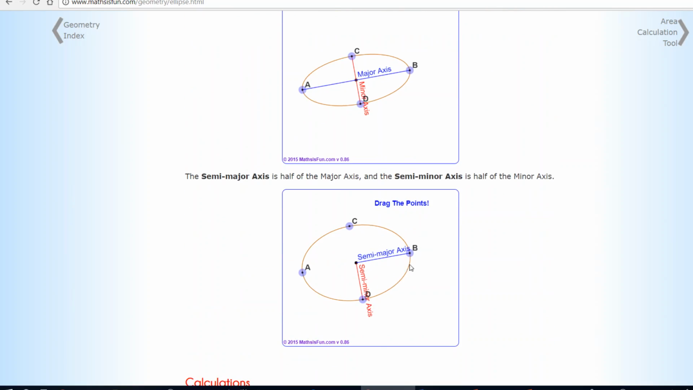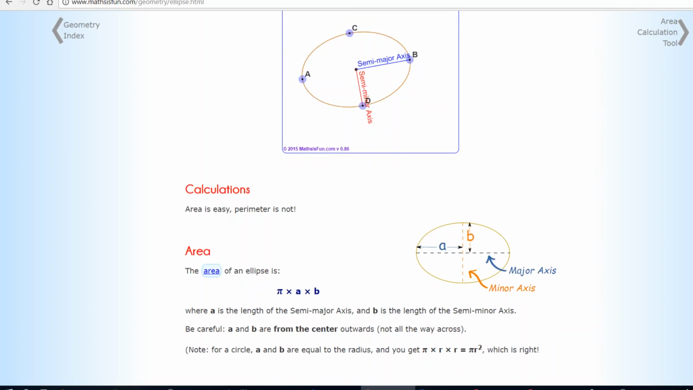Another thing to know is we have a semi-major and a semi-minor axis. These are just half of the major and half of the minor. And that again changes as the size of your ellipse changes.